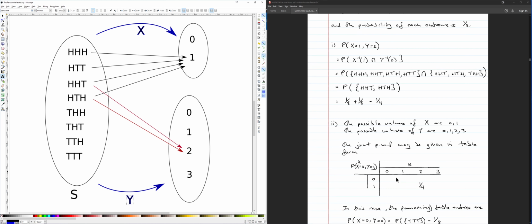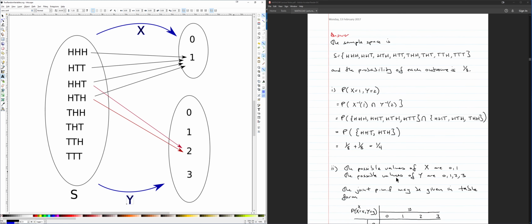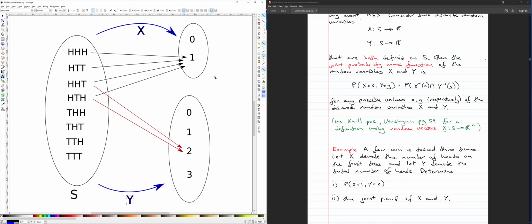Okay, so now what's your range of values here for the X and the Y? Well, the range of values for X is 0 and 1, because this is the number of heads you can get on the first toss, and the range of values of Y is the total number of heads on an outcome, and the total number of heads can range from 0 to 3.